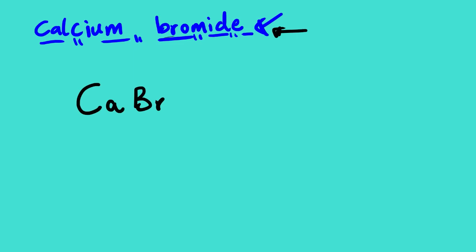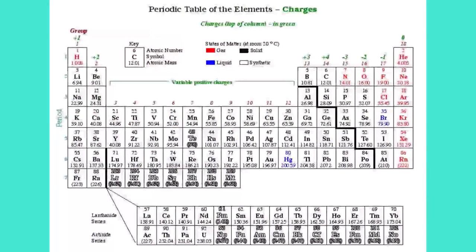Now we know that molecular formulas normally have numbers here. We call them subscripts. Now how do we determine the subscripts? We are going to use the periodic table. We look at calcium, here is calcium. We look at bromine, here is bromine. Then we look at the group that calcium is in. You can see that the oxidation number is 2 plus. Then we look at bromine, you can see it's 1 minus.